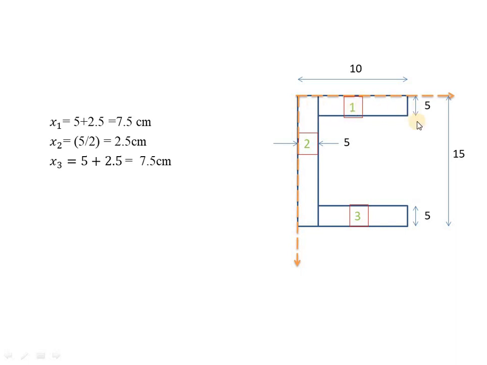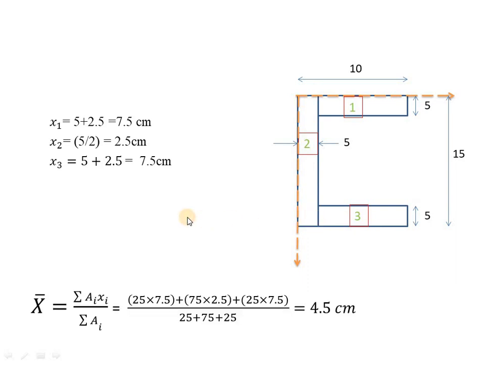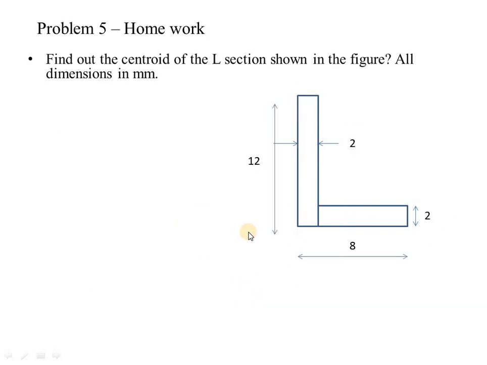Clear? Then, for the second rectangular section, x2 will be equal to 5 by 2. It will be located at the center itself. Then, x3 is equal to 5 by 2 plus this distance 5. Okay. Now, substituting in the equation, we will get the value as 4.5 centimeters.